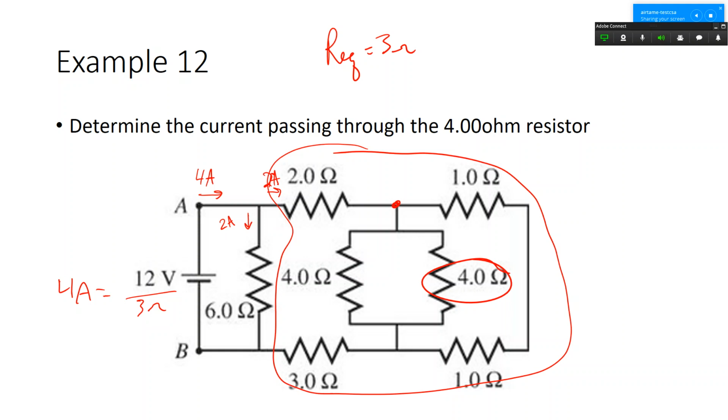And you can find the voltage drop of each of these, right? Because you have a current of 2 amps. So this is going to have a 4 volt drop. This is going to have a 6 volt drop. And therefore, there's going to be a 2 volt drop for this, right? So that means this is going to have 2 volts. And if it has 2 volts, then it means it has 0.5 amps. Any questions on that?